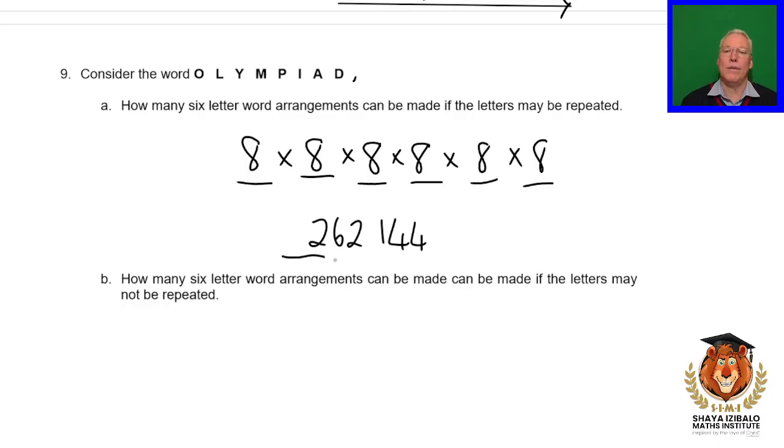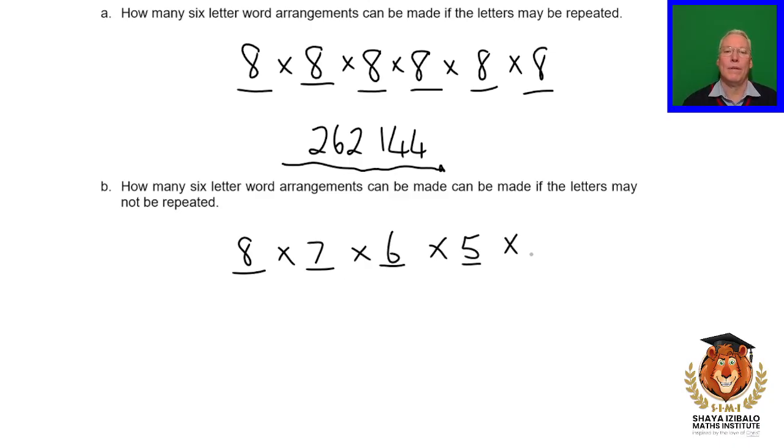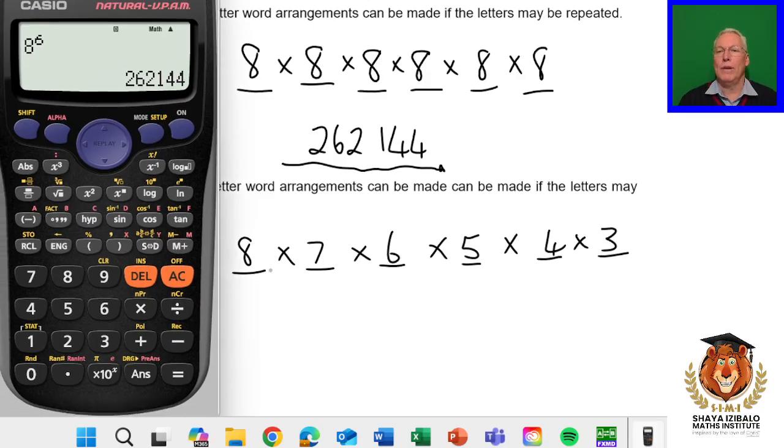How many six-letter word arrangements can we make if the letters may not be repeated? Well, now for our first place, we've got a choice of 8. For the second letter, a choice of 7, then 6, then 5, then 4, and then 3. Okay, so we're just going to have to type all that in, which is a bit painful. 8 times 7 times 6 times 5 times 4 times 3. And we get 20,160.